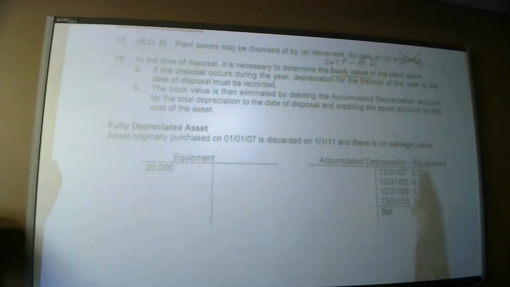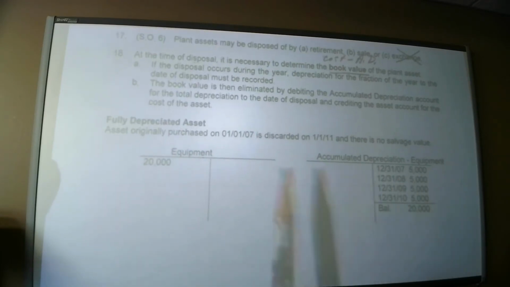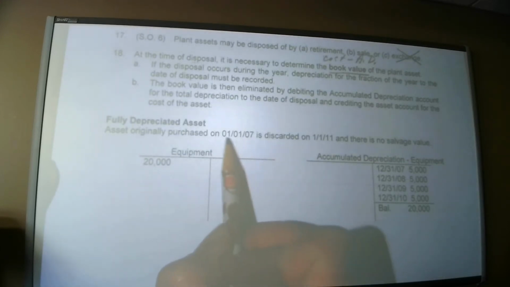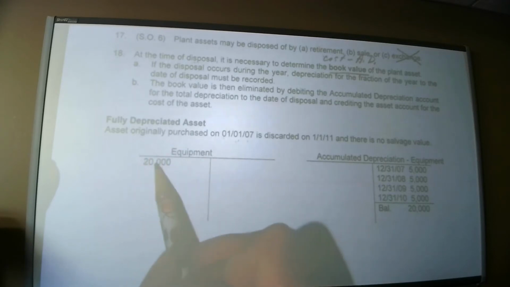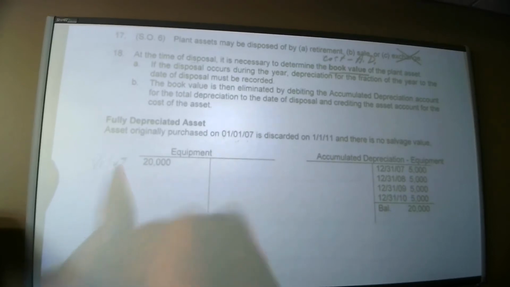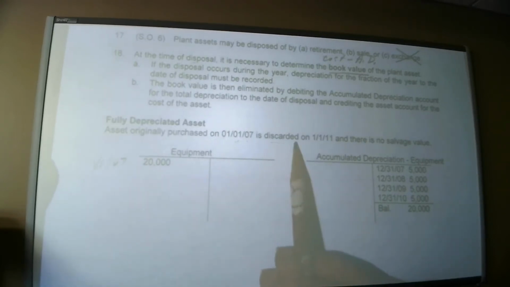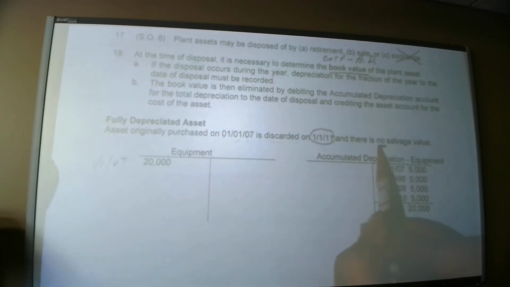So let's take a look at this example. I have a fully depreciated asset. What does it mean? I bought the asset on 1/1/07 for $20,000. Here it is, my equipment. I can even put the date maybe here, 1/1/07. And then it got discarded on January 1st, 2011. And there's no salvage value. Okay? It looks like it's a 4-year useful life.